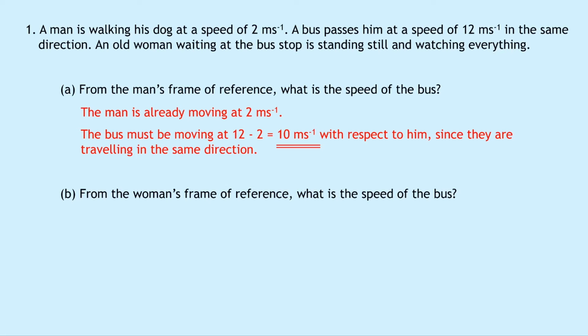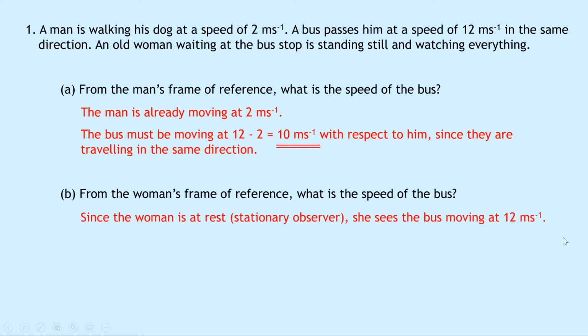Part B says, from the woman's frame of reference, what is the speed of the bus? Well, remember we're told in the question that the woman is standing still, so she is a stationary observer, so she will simply see the bus moving at the speed that it's doing from the question. So since the woman is at rest, a stationary observer, she sees the bus moving at 12 meters per second.